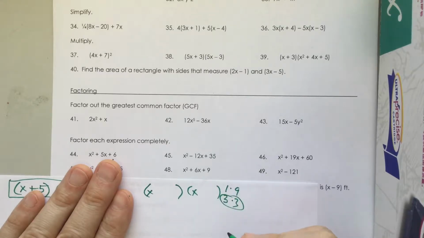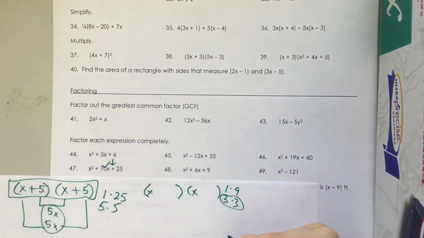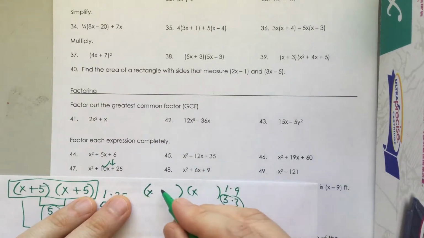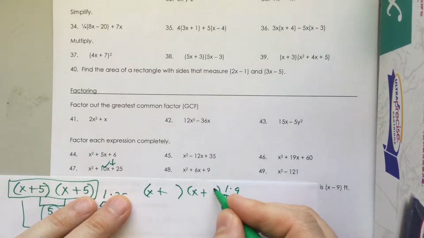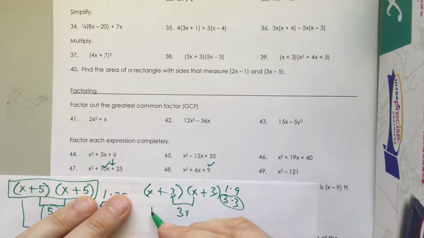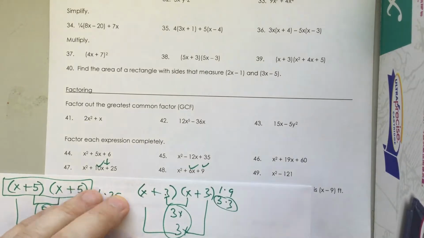So there we go. I know it's all positive for the same reasons as the last one. I can put my 3 here and 3 here. I get 3 times 3 is 9. When I do my bracket check, 3x and 3x add together to give me 6x. Let's take a look at 49.